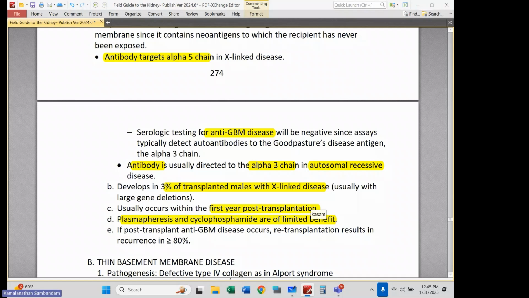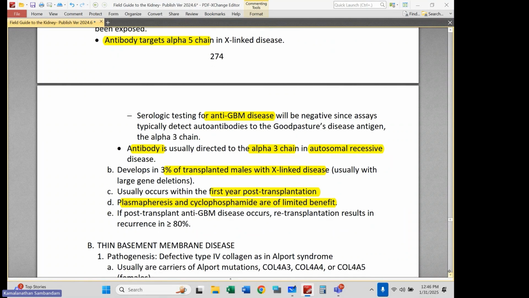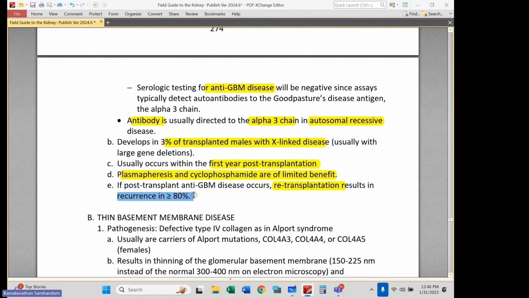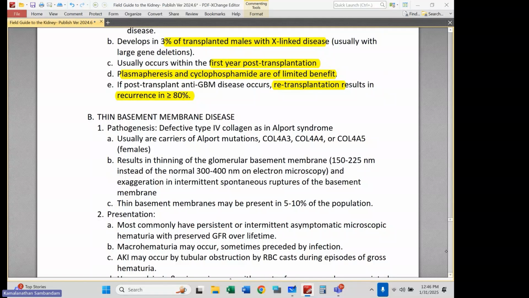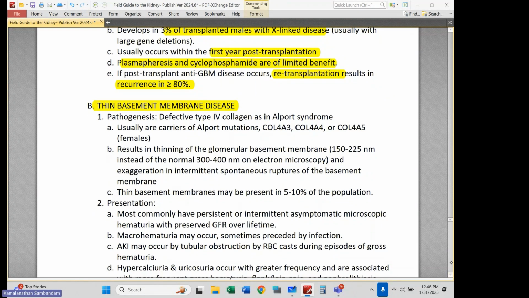Okay. We often treat these with plasmapheresis. We'll give alkylating agents. Now think about that. You have a transplant patient who is already on calcineurin inhibitors and steroids. So we'll typically swap out the mycophenolate with cyclophosphamide and then try and turn the tide. Okay. Now, if you try to retransplant somebody who has post-transplant GBM disease, there is a high likelihood that they're going to have that process recur in the second transplant. Okay.